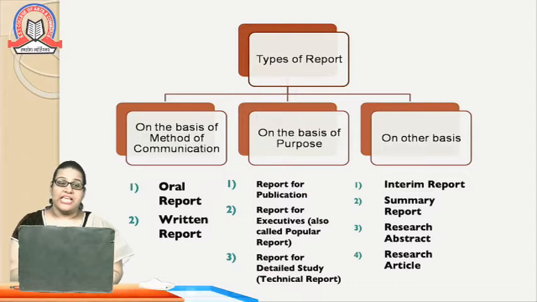So second is written report. A written report is presented in a proper format and structure, which we have discussed earlier, the structure of report. It is presented in a written manner. We prepare our report in a proper format, that is introduction, data collection, data processing and report. We prepare our report and then we submit it to the sponsoring agency or the top management. So this is the first classification, that is on the basis of method of communication, oral report and written report.